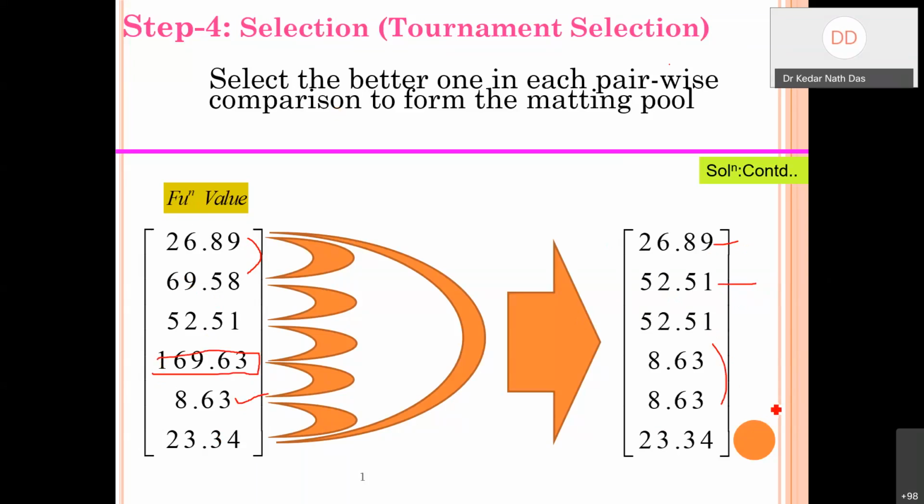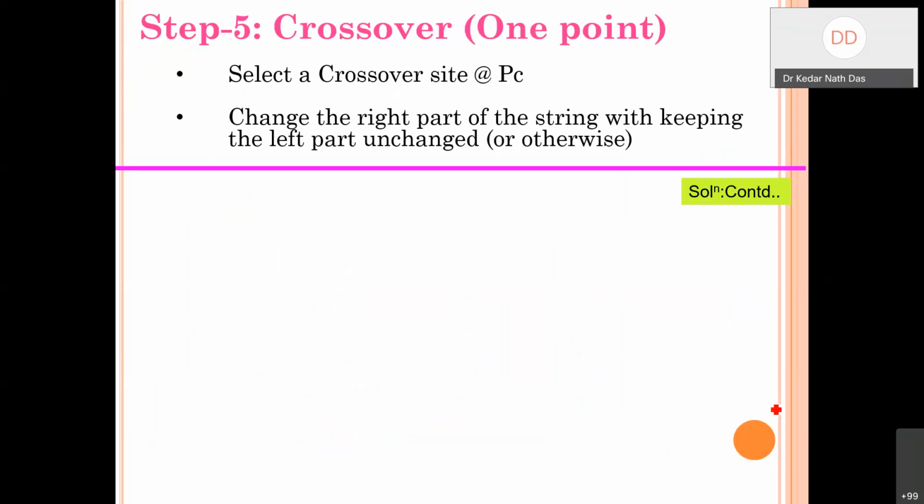That is what is called survival of the fittest, Darwin's theory, based on which it is called a genetic algorithm. The best one survives always, but the worst individual dies off. That is Darwin's theory.